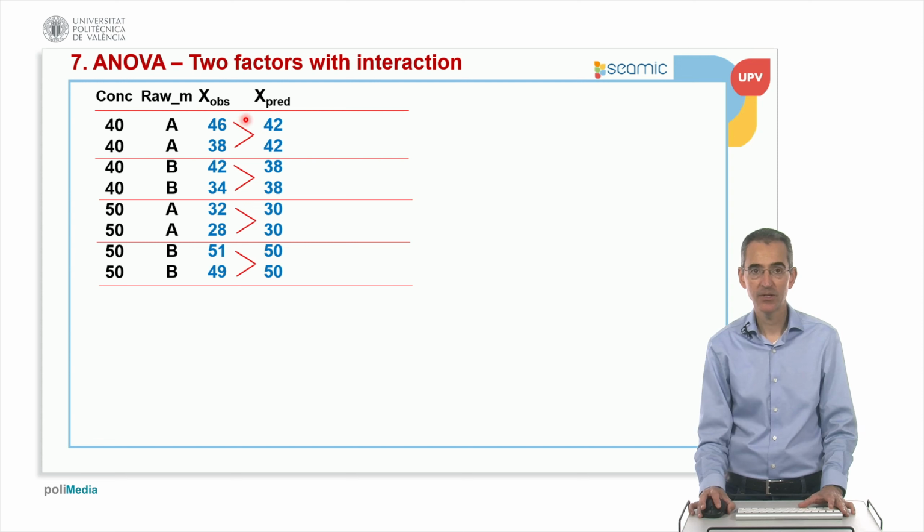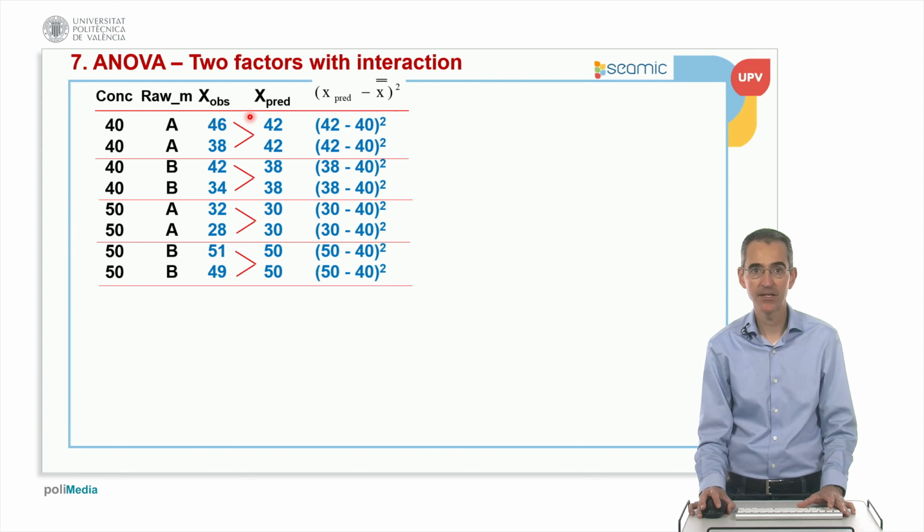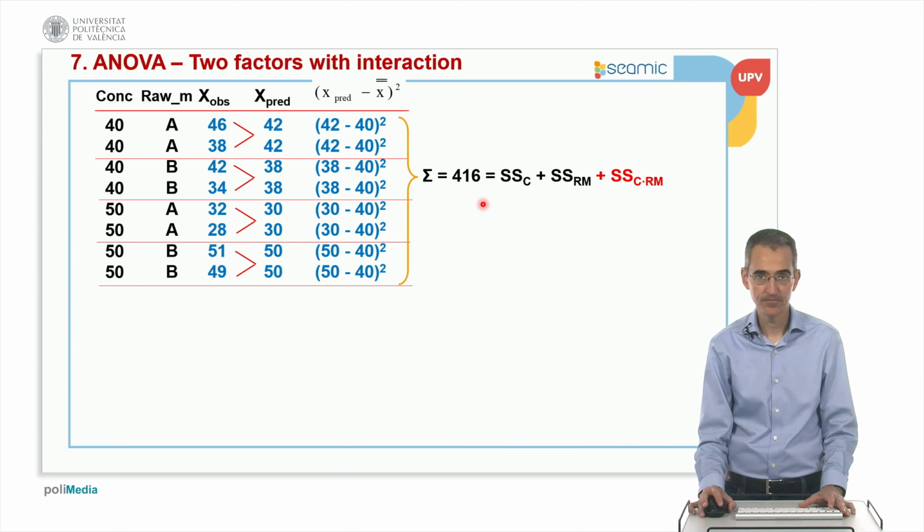Then we have the predicted value minus the grand mean, squared. We sum, and then we got 416. But is that the sum of squares of the interaction? The answer is no. This sum is the sum of squares of the first factor plus the sum of squares of the second factor plus the sum of squares of the interaction.